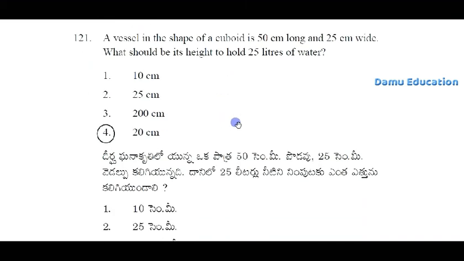A vessel in the shape of a cuboid is 50 cm long and 25 cm wide. What should be its height to hold 25 liters of water? 20 cm.